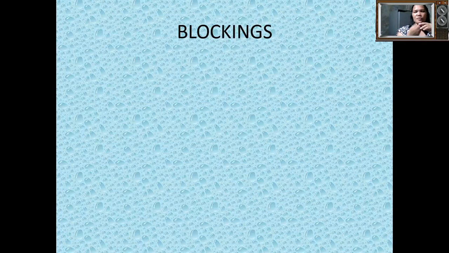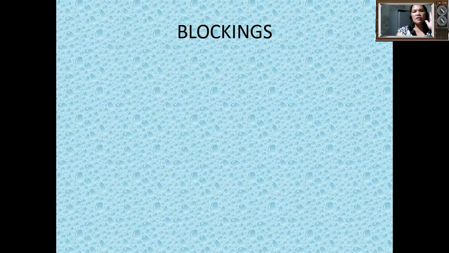And the different types: plain arc, tented arc, radial loop, ulnar loop, plain whorl, central pocket loop whorl, double loop whorl, and accidental whorl. Okay, so let us try to take a look also at the blockings. So what is then the importance of blockings in fingerprint identification?